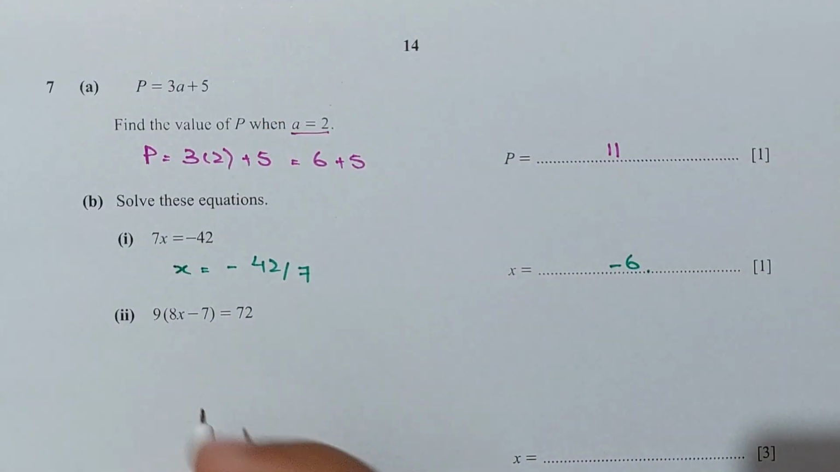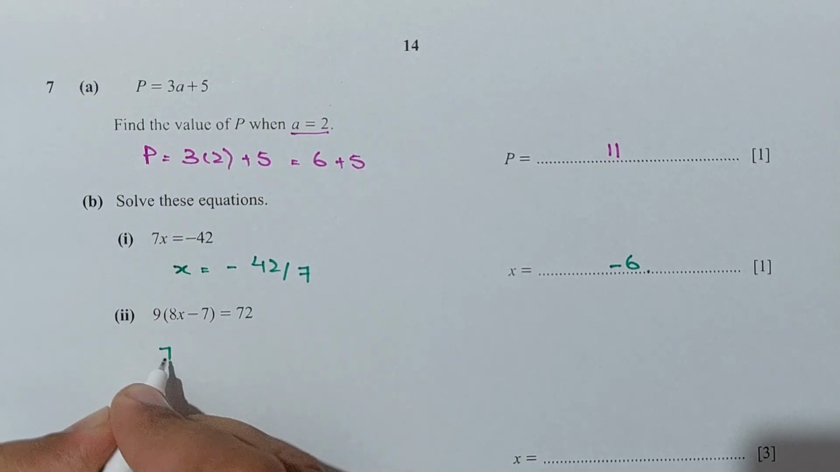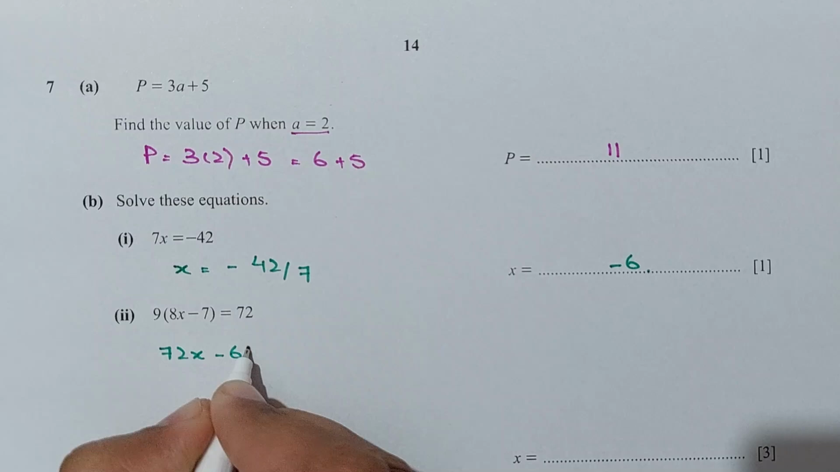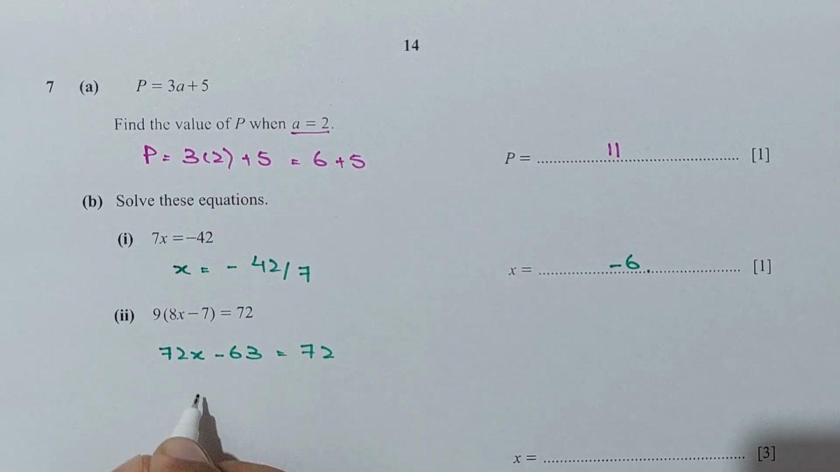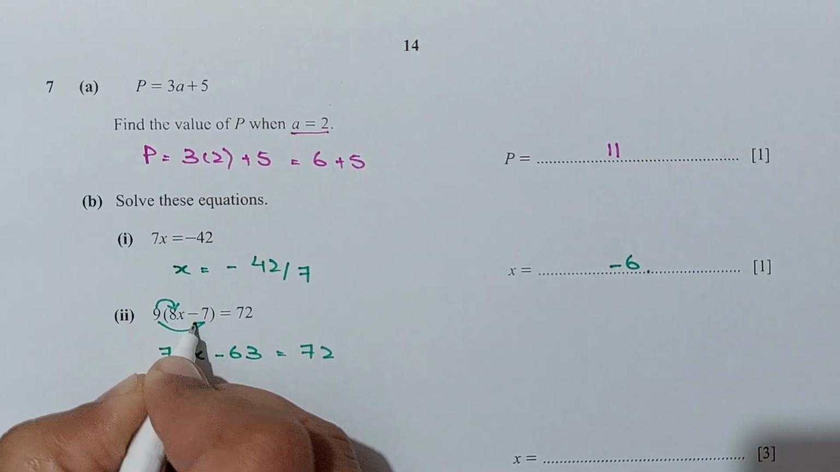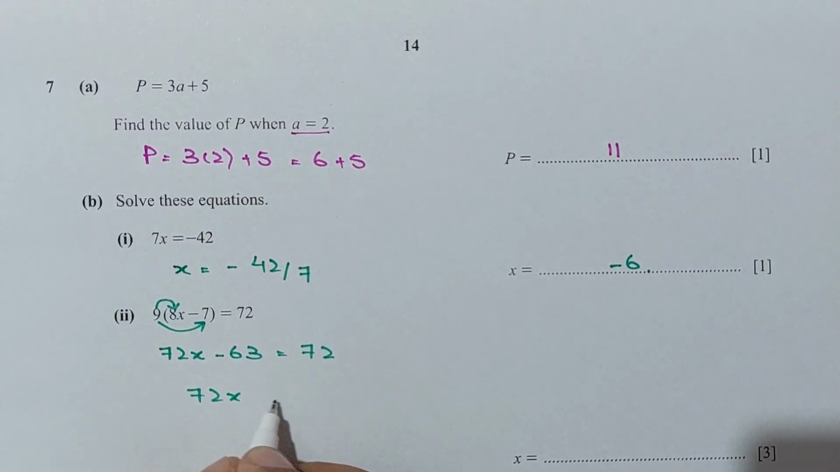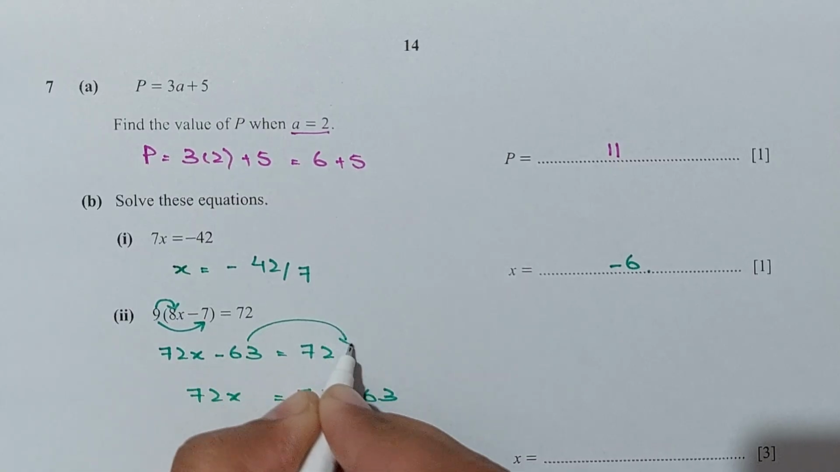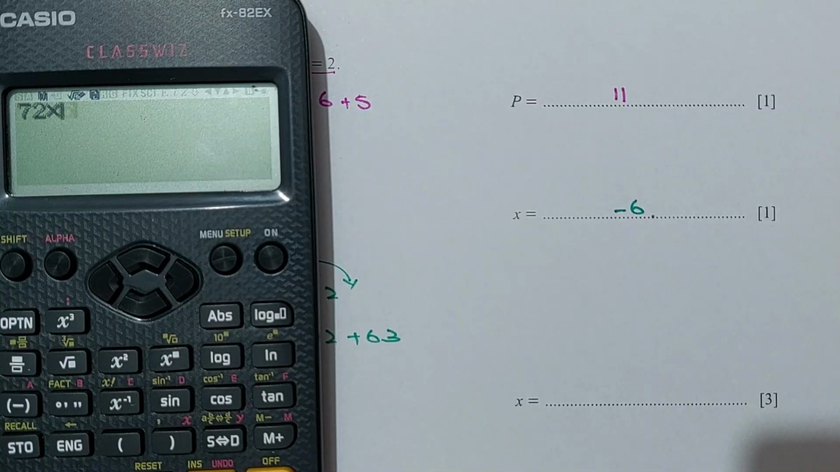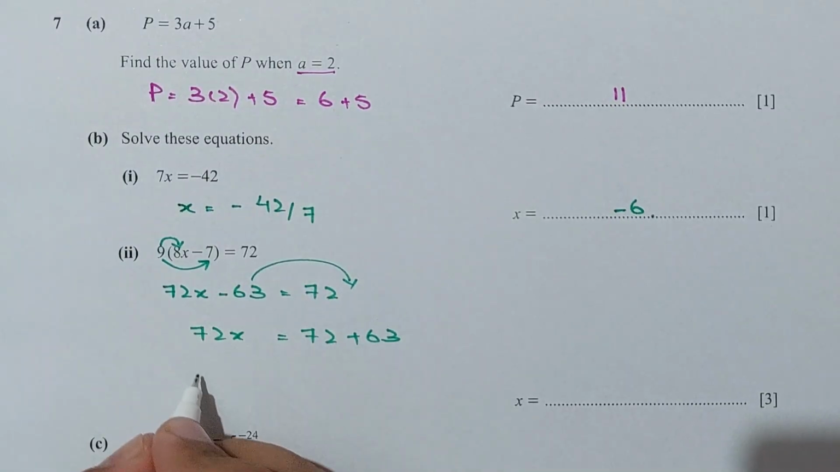Now for the second part, we have 9 times 8 is 72x, right? And 9 times 7 is 63. This is equal to 72. I multiplied 9 with 8 and 9 with 7, the distributive property. This is 72x and plus 63. I shifted this term to the other side to make it positive. Now 72 plus 63 is 135.